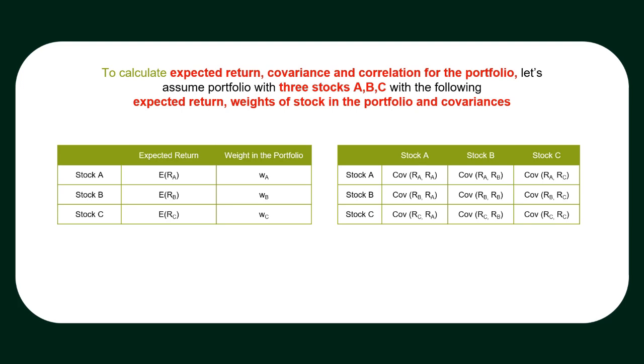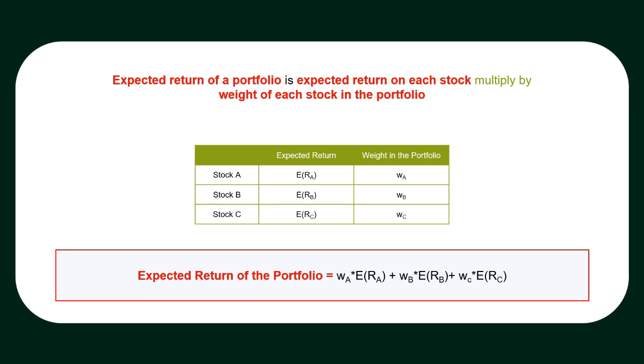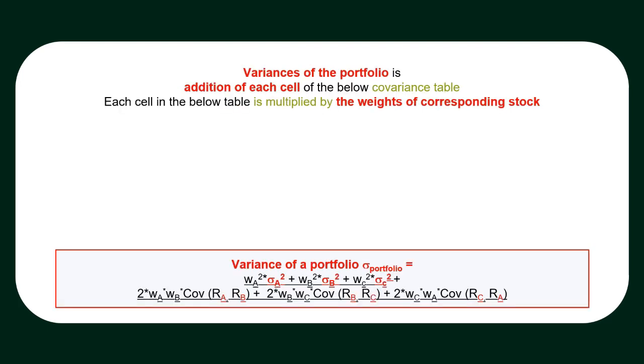Similarly, we should see that at the diagonal of the table, in which covariance of stock A with itself, stock B with itself, and stock C with itself is given. Kindly note, covariance of an observation with itself is a variance, which is square of sigma, means variance. Expected return of a portfolio is expected return on each stock multiplied by weight of each stock in the portfolio. This could also be calculated or expanded to n stocks in a portfolio.